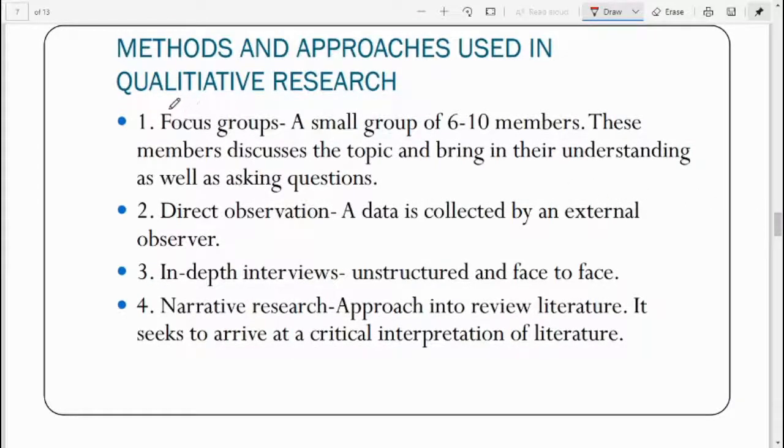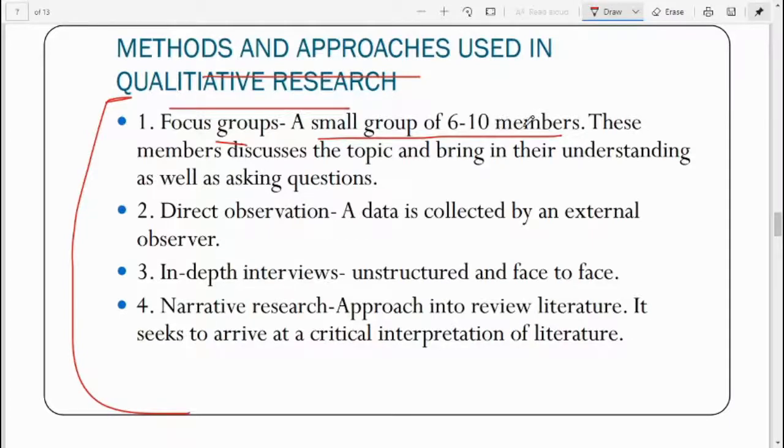Under qualitative research we have different methods and approaches, and these are very important terminologies for the NET exam, because NTA will ask the questions whether focus group is related to quantitative research or qualitative research. So under focus group we have a small group of 6 to 10 members, and the function of this group is that they discuss the topic and bring in their understanding by asking questions.